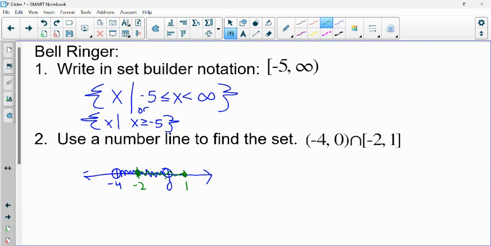So we would just write, I would use interval notation. To me it's much easier than using the set builder. So we would have it including -2 because there's a closed dot there. And it's going to go to 0. But since there's an open dot on 0, we have the parentheses.